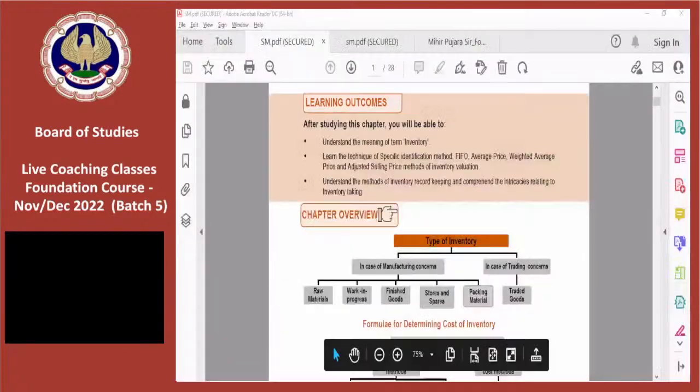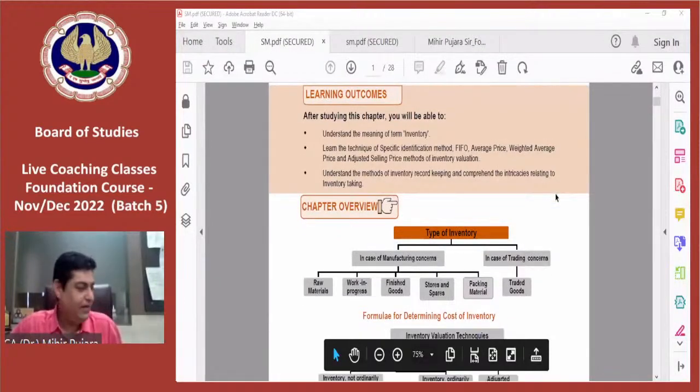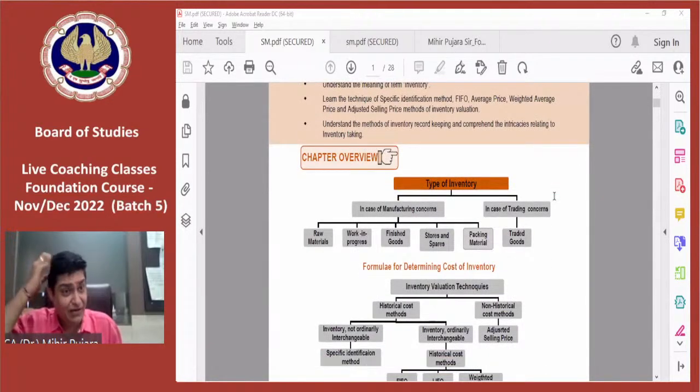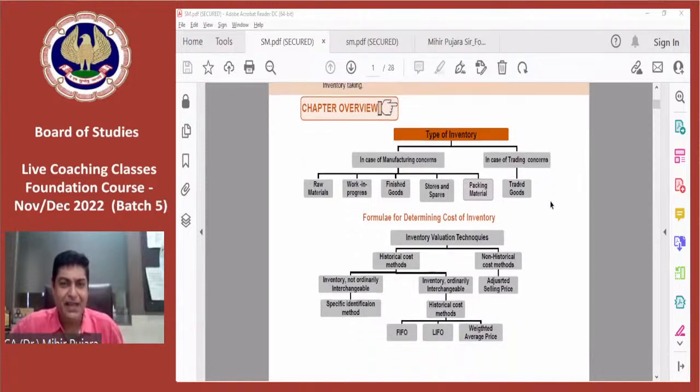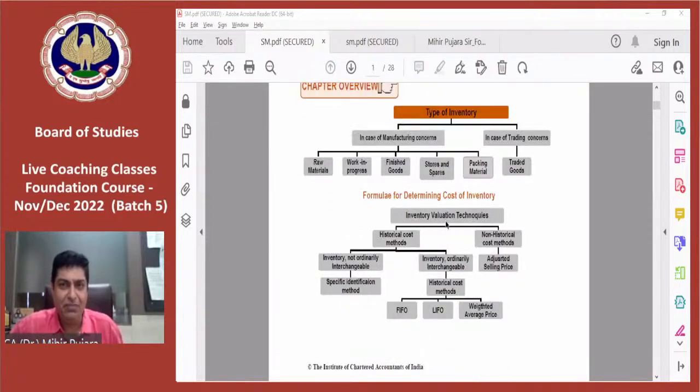So Depre is over and out. And now, guys, a small chapter called inventory. Now, friend, here we have to understand, in case of inventory, we have to understand 3-4 points only. Depre was a long chapter. So many things are there. Here, limited concept is there. Okay. What is a learning point in the chapter?